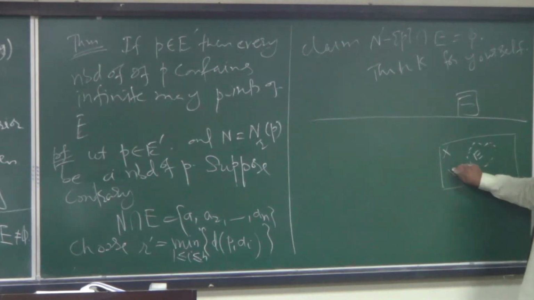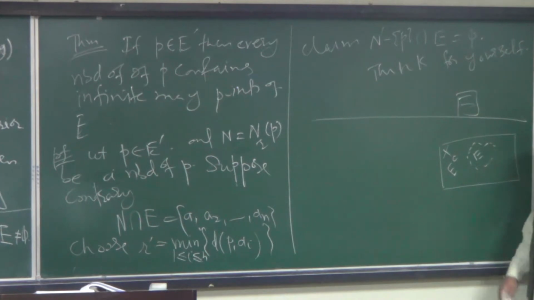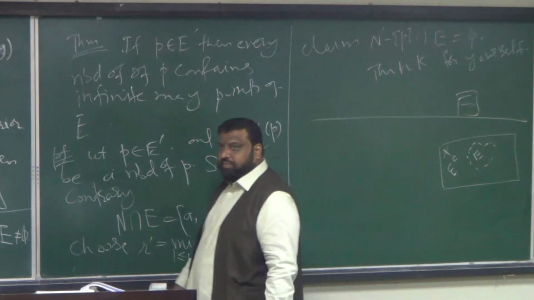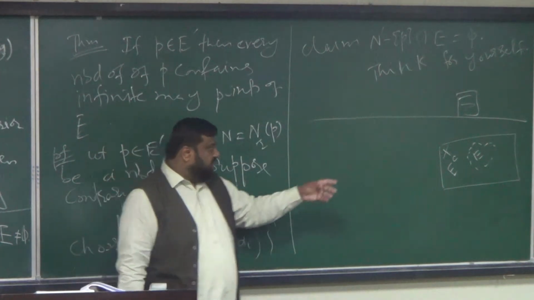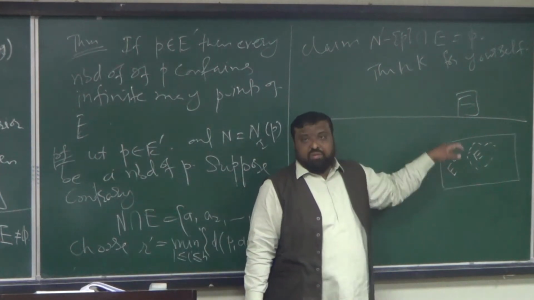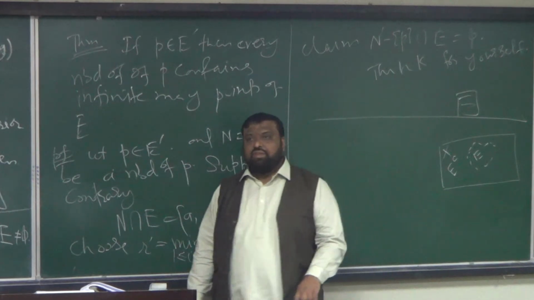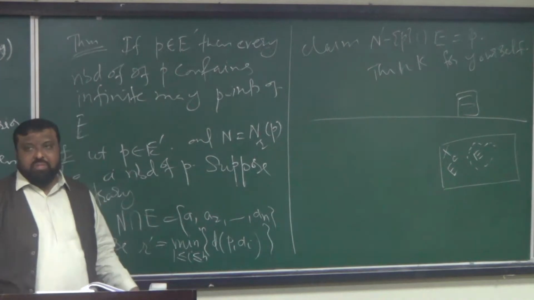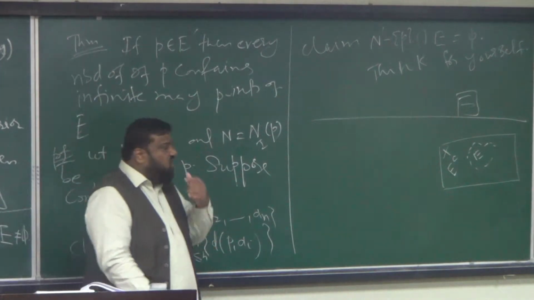What can you say about E complement? If E is open, what would be E complement? E is a subset of obviously X. E complement is also a subset of X. X is a universal set. X is a metric space, the universal set. And E complement means X minus E.